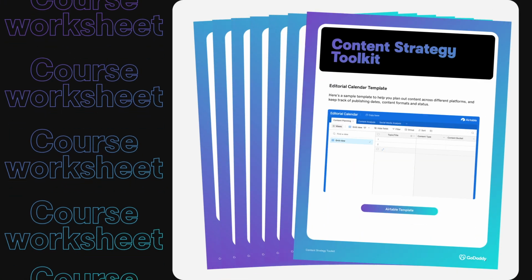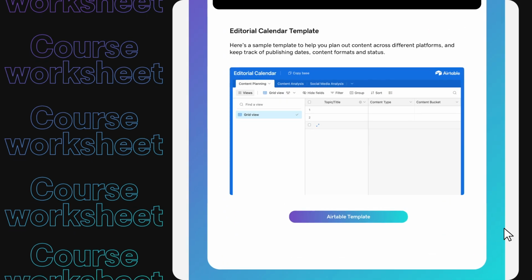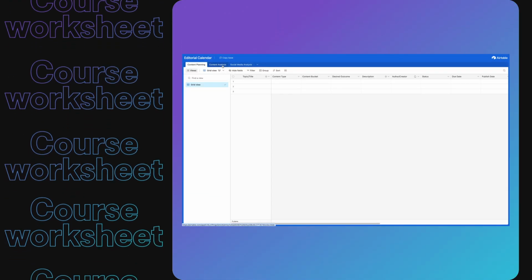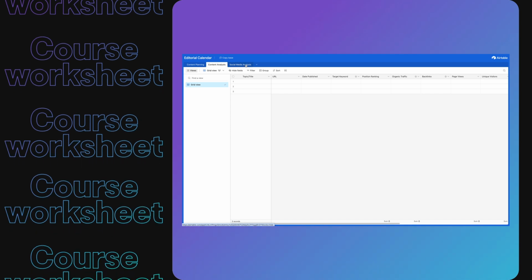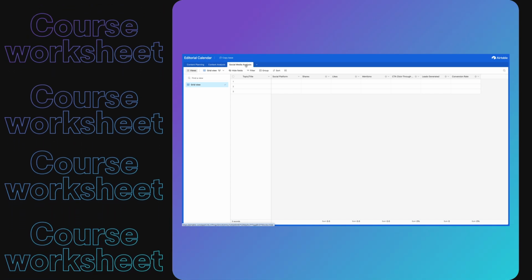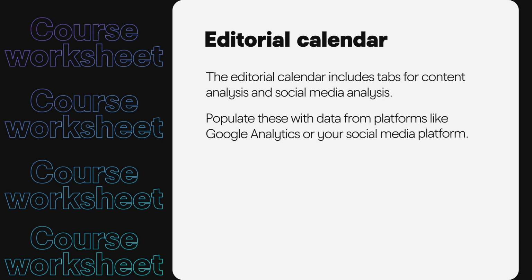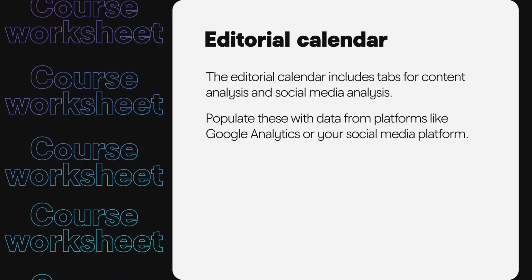We've been using an editorial calendar in this course to build a content strategy. Check out the link in the description for this resource. This editorial calendar will be your guide to deciding what and where to recycle. The editorial calendar also includes tabs for content analysis and social media analysis. Populate these with data from platforms like Google Analytics or your social media platforms.